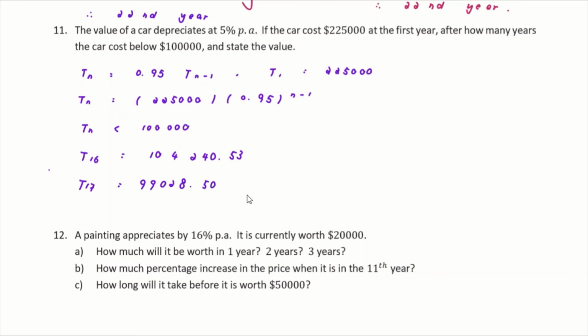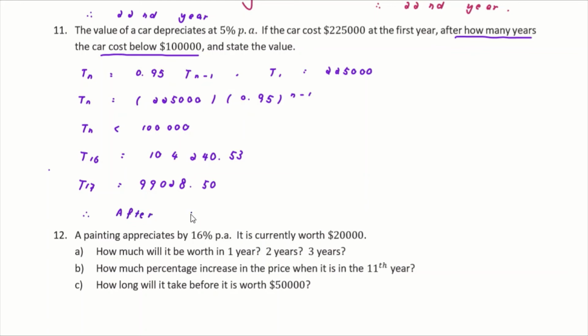Okay, so let's go back to the question again. You see, the question asks after how many years the car costs below 100,000. So which means in this term, you can see that the 17th term is the first value that goes below 100,000, right? The 17th term actually means the 17th year. So after how many years? In this case, it will be after 16 years.